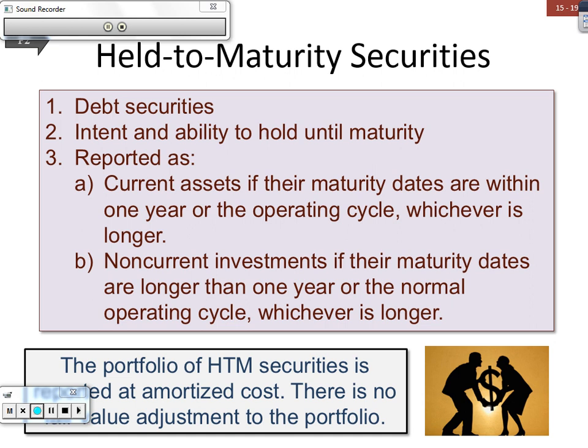Held to maturity can be only debt securities. That's very important. Not equity. If you have a held to maturity anything, it's not going to say equity, but debt securities. The intent is that they can hold whatever that security is, bond, loan, whatever, until it matures. They are current assets if their maturity dates are within 1 year, which means it's a short-term investment, or non-current, under long-term, if the maturity date extends past the 1 year. And remember how I said we amortize the cost, meaning we allocate the cost over a period of time.